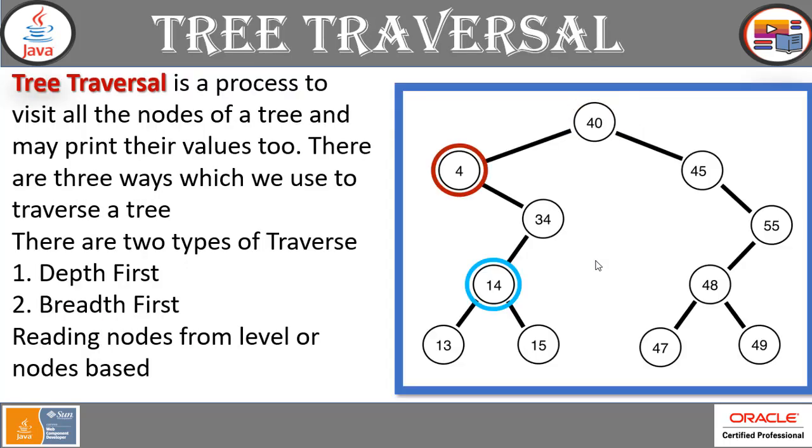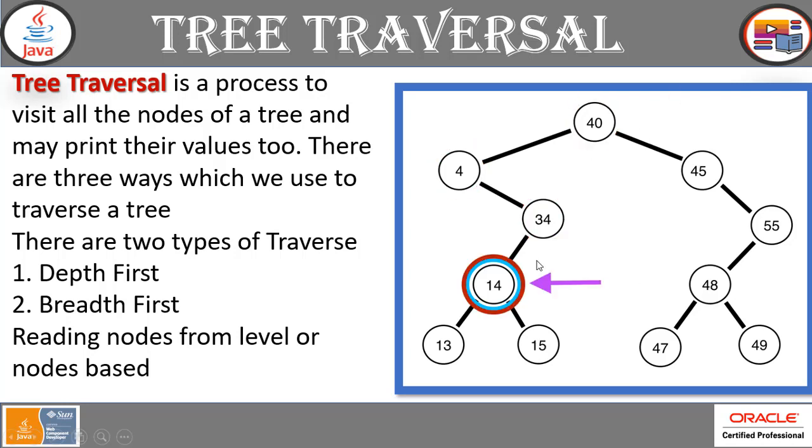Now let's take a look at tree traversal. Tree traversal is a process to visit all the nodes of a tree and may print their values too. There are 3 ways which we use to traverse a tree: in-order, pre-order and post-order, which we'll see one by one. But to traverse these types of structures, they are mentioned in depth first and breadth first types of traversal process. Now, traversal based on depth and breadth is basically based on the levels or the nodes.